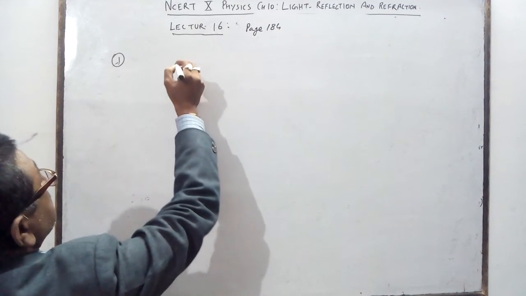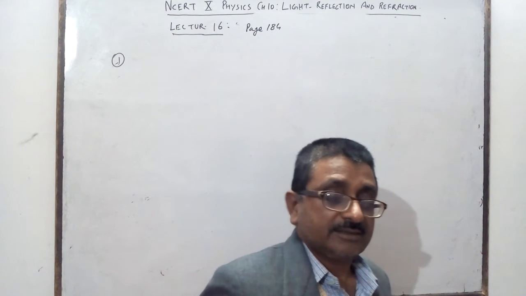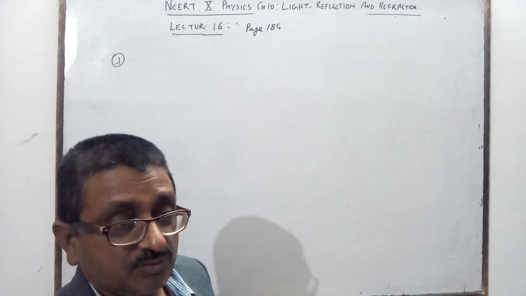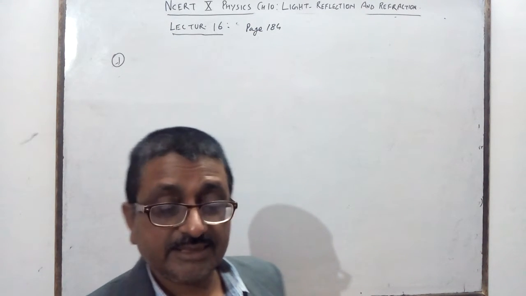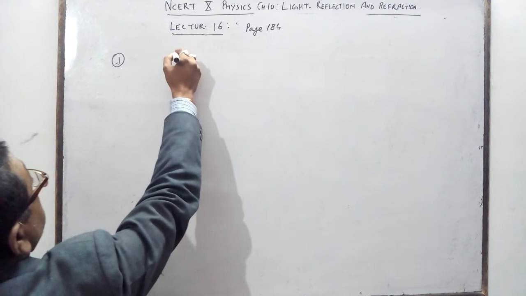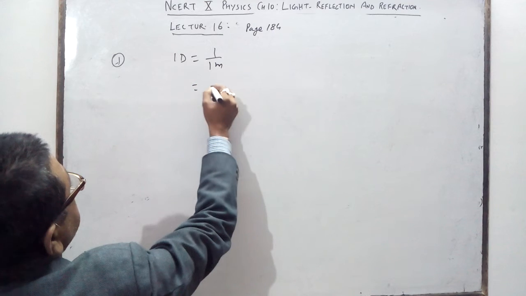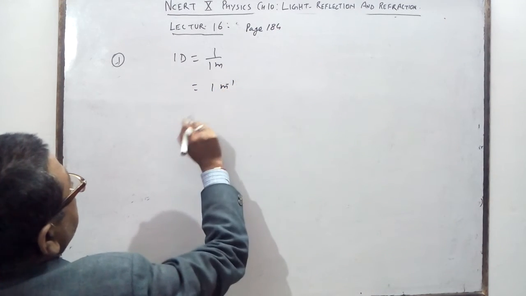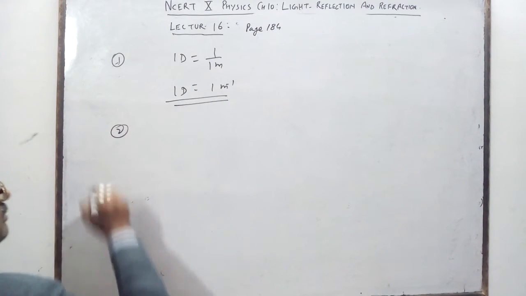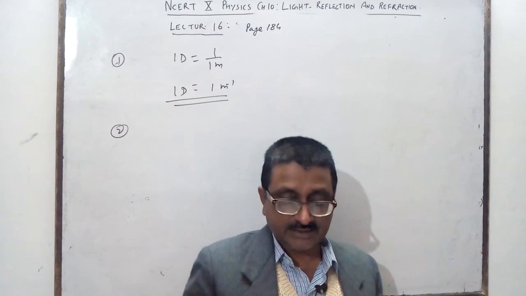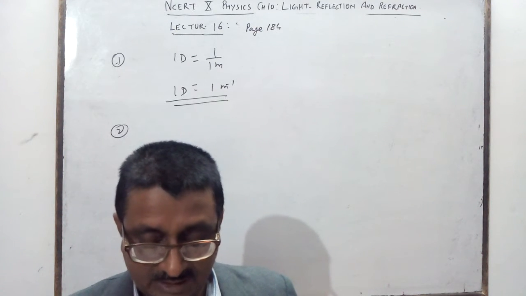One diopter means the lens whose focal length is 1 meter. The reciprocal of the focal length of a lens is called power, and power is indicated by the SI unit diopter. So 1 diopter is equal to 1 upon 1 meter, that is 1 meter power minus 1. That is 1 diopter. So the lens whose focal length is 1 meter is called 1 diopter. You write down this definition of one diopter, the power of a lens.